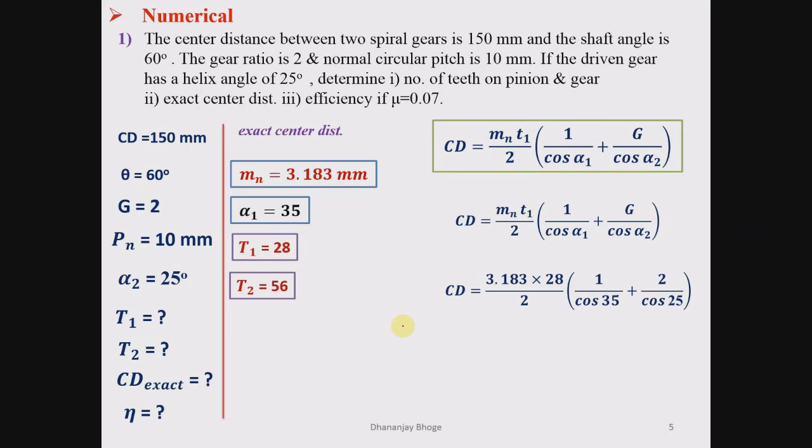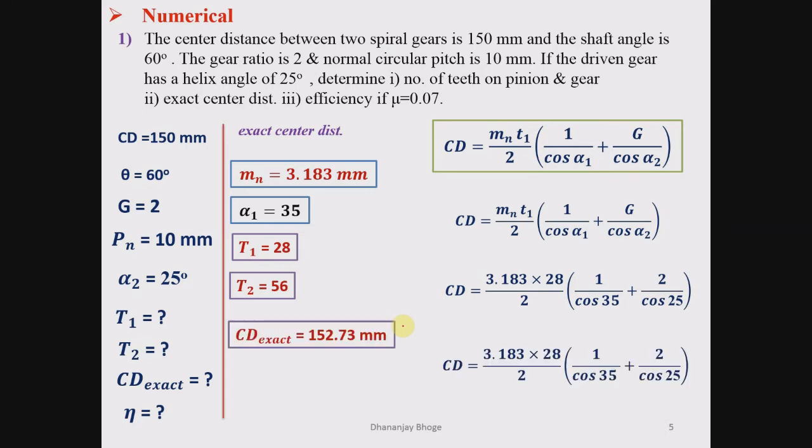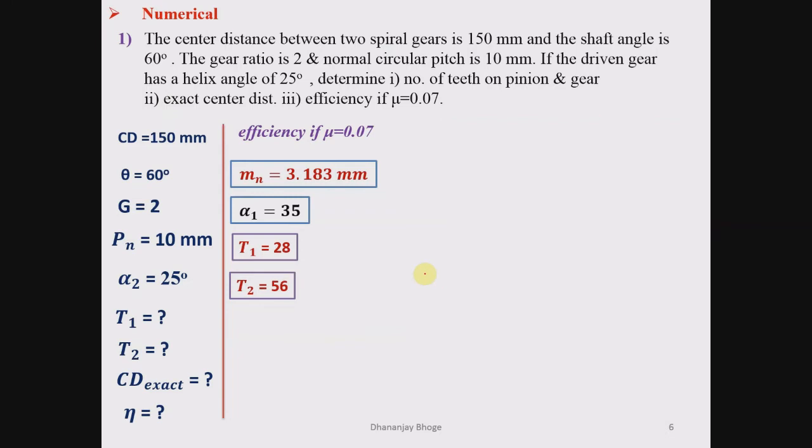Center distance is 152.73 millimeters. So this is our second answer. Exact center distance is 152.73 millimeters. Correct. The next, what do we have to find out?